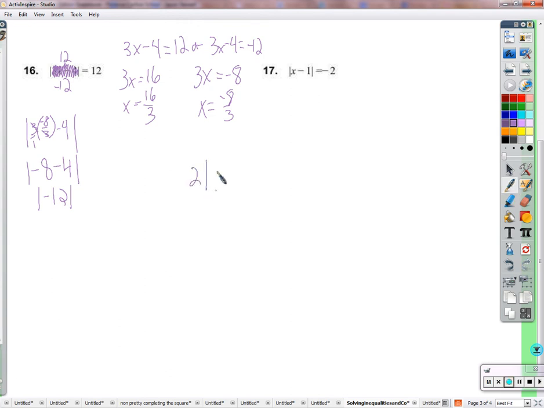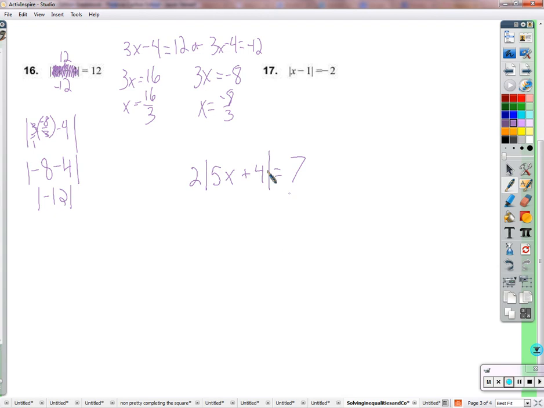Times the absolute value of 5x plus 4 equals 7. That's 17, right? This is what I made up just now. Well, we're going together. Oh, yeah. What did you do first? Could you distribute? I cannot. Okay.